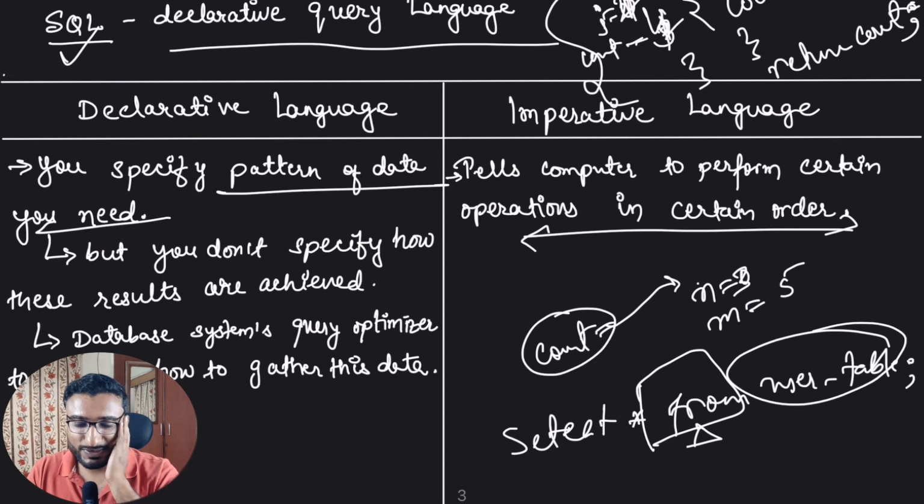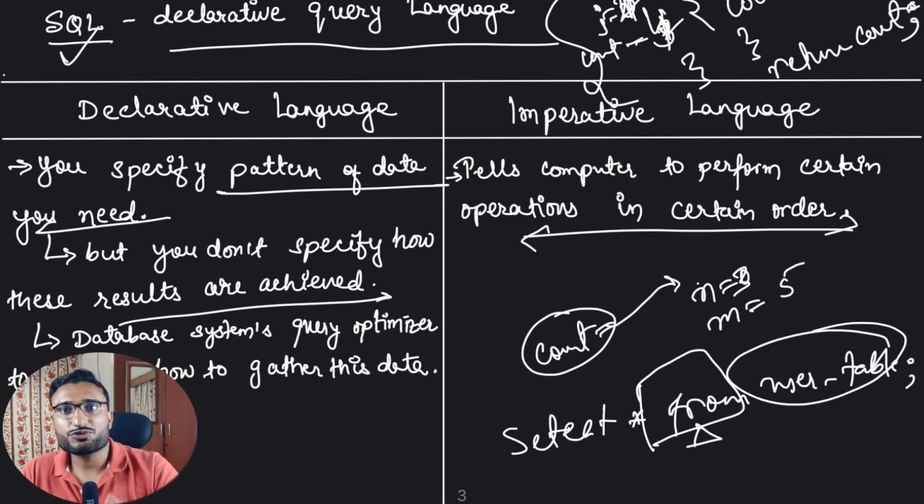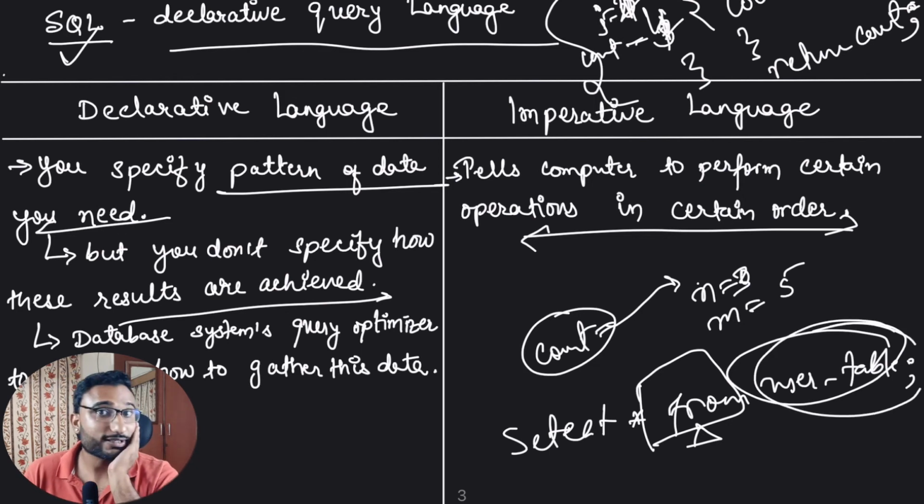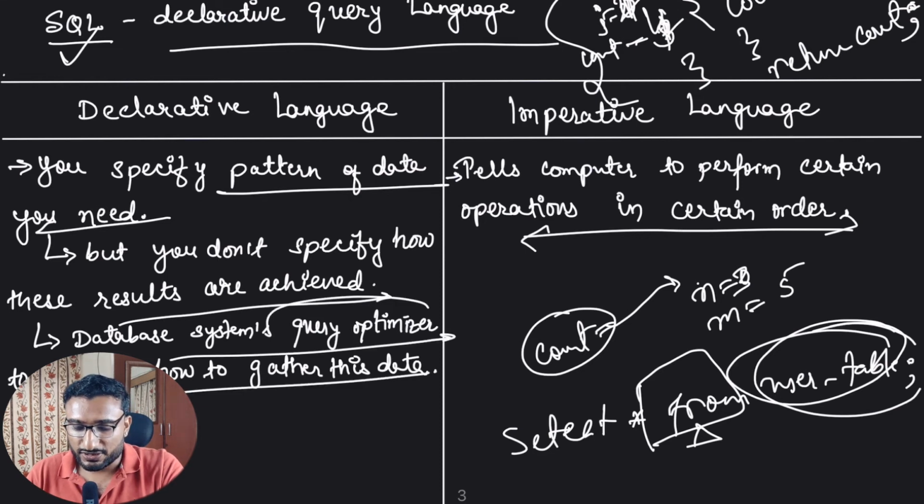So you only specify the pattern of data you need, but you don't have to specify how these results are achieved. We don't have to write that code. We don't actually have to iterate through this user table to extract the data. I don't have to do that. This is how a declarative language works. The database system's query optimizer can decide how to gather this data. So this is one example.